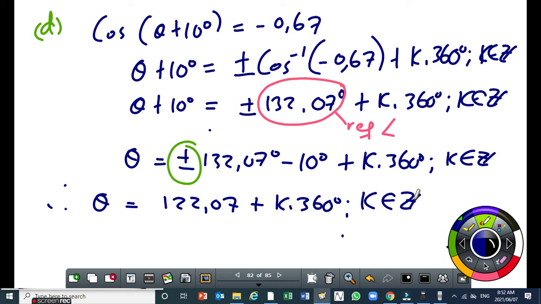Because I took the positive 132.07. But you took the positive, so does that mean that you have a choice to keep the negative as well? Yes, I'm going to take the negative as well. Okay. In the end, I still have to get what? Two answers in the end.